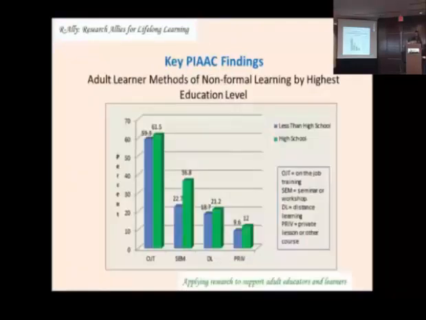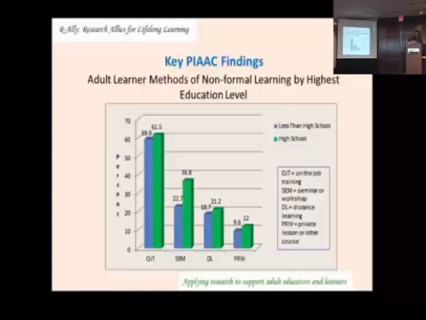So how did they learn? What were the methods of learning for non-formal opportunities? We didn't look at more of the specifics for formal, but we did look at some specifics for non-formal learning. The most prevalent one was on-the-job training.